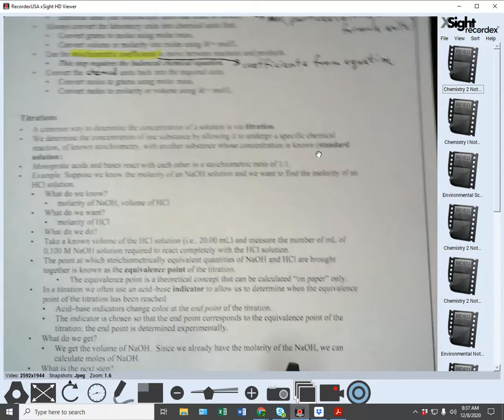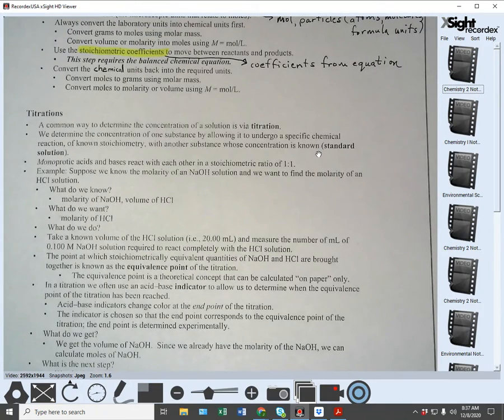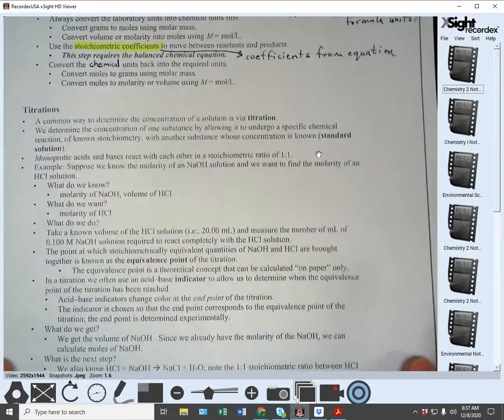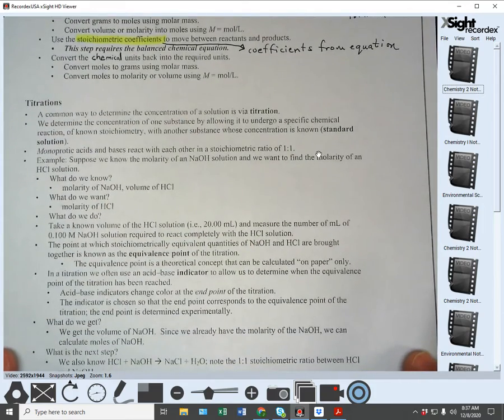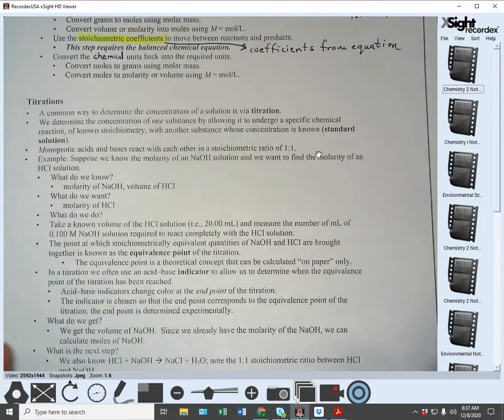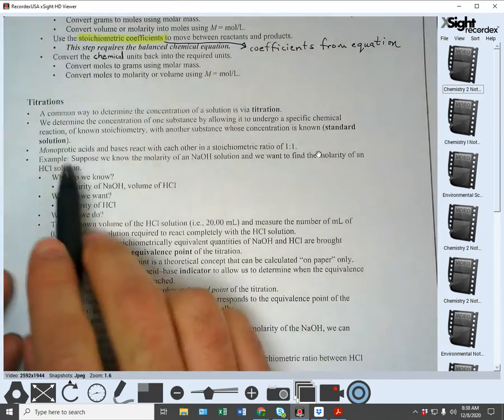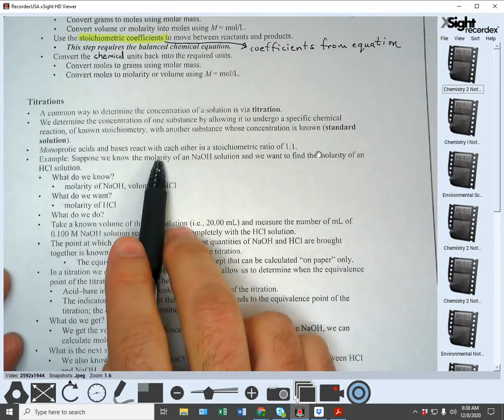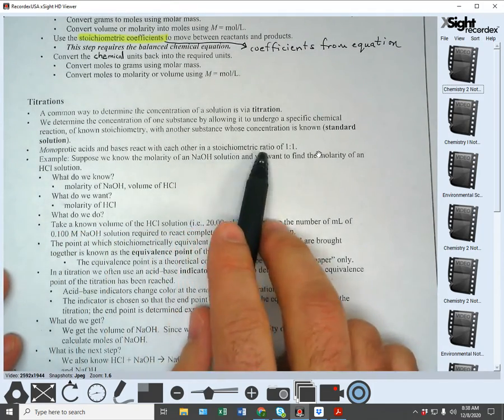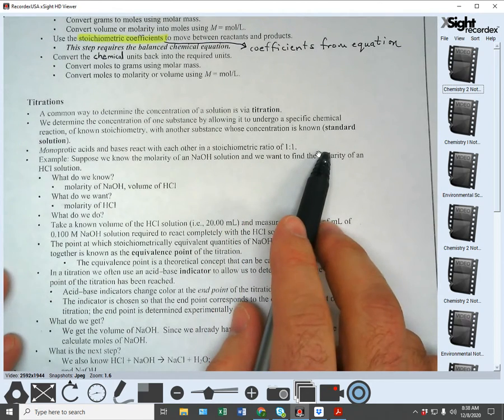Okay. All right, titrations. The common way to determine the concentration of a solution is through titration. We determine the concentration of one substance by allowing it to undergo a specific chemical reaction of known stoichiometry with another substance whose concentration is known, called the standard solution. Okay. Monoprotic acids and bases react with each other in a stoichiometric ratio of 1 to 1.